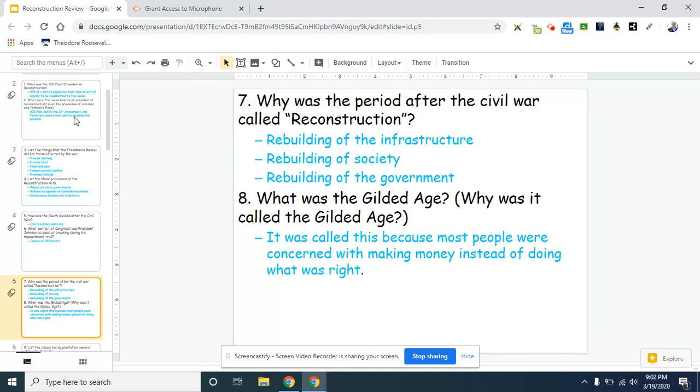What was the Gilded Age? Why was it called the Gilded Age? We'll see if this makes it on the test. It was called this because most people were concerned with making money instead of doing what was right. Gilded. You ever, like, your Bible often has gold gilded pages. The edges of the paper look gold, and that's kind of what gilding looks like. And that's what it's talking about. It's just a funny phrase used to refer to a time when people were more concerned with their pocketbook than they were with doing the right thing. All right, and so trying to wrap their lives in gold, so to speak.